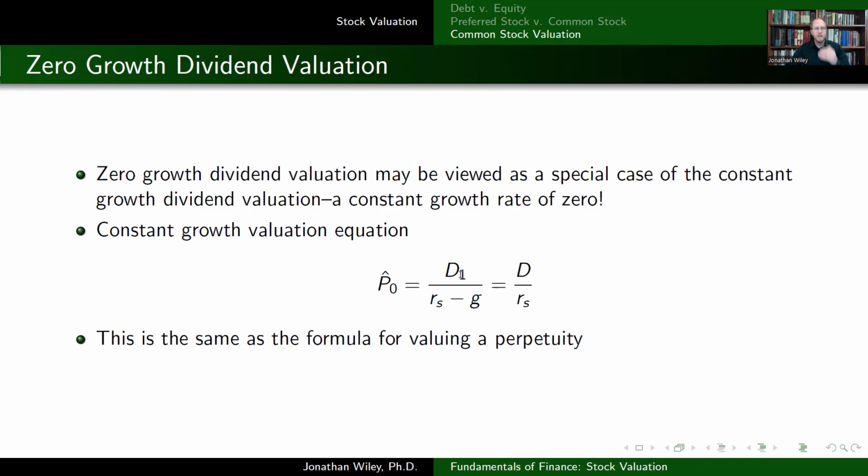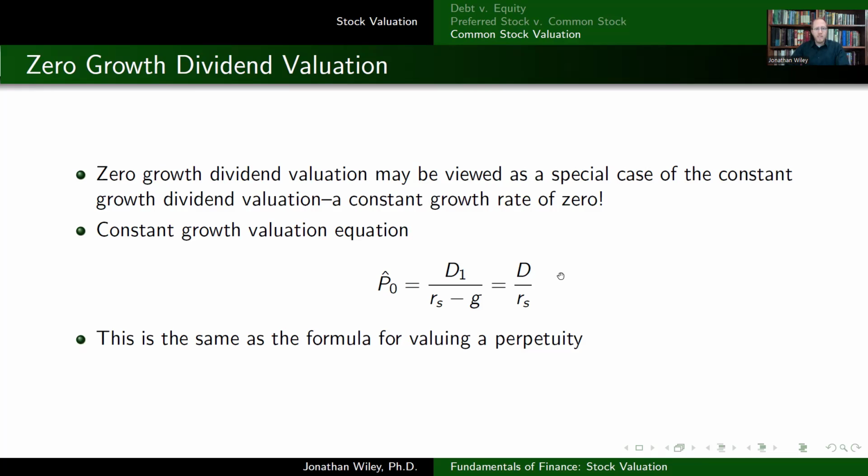So I had D1, the dividend that I expect at the end of the next year, divided by RS minus G. Well, if I have a stock that has zero growth, G is zero. So RS minus zero is just RS. So I can just put RS in the denominator there. And also, if the dividend is not growing, then the dividend next year is the same as the dividend the year after that, and the year after that. So I basically just dropped the subscript here because every dividend is the same as every other dividend because there's zero growth.